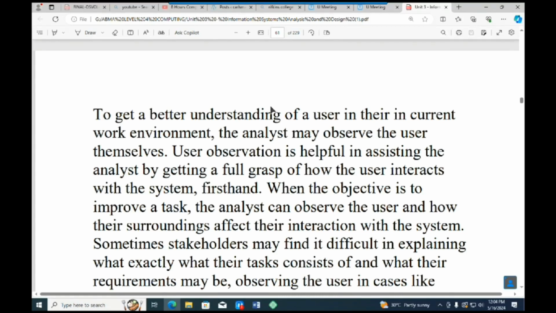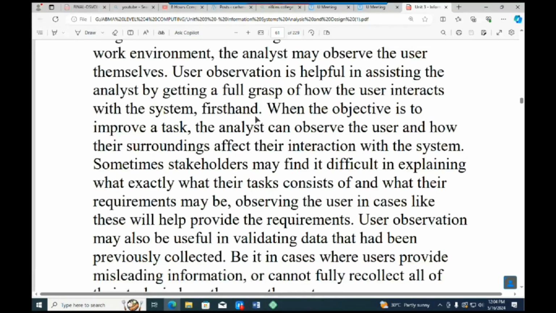User observation is very helpful. It assists the analyst by getting a full grasp of how the user is actually interacting with the system firsthand, because you're not asking questions here, you are looking, you're observing what the user is actually doing. So if you have an objective of improving maybe a task, then as an analyst you can observe the user and how the environment or the surrounding of that user is affecting how the user interacts with the system.